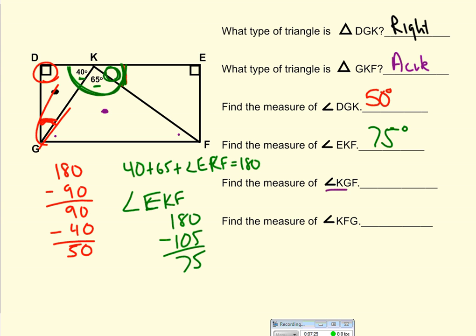So find the measure of KGF. Okay, so we know that this one's 75. KGF. So here's where you've got to kind of think a little bit, and you're going to have to follow me here. So KGF is this angle right here. That's what we're trying to figure out. Here's what you've got to remember. These two are going to be parallel lines. So if I draw this, that's my transversal.